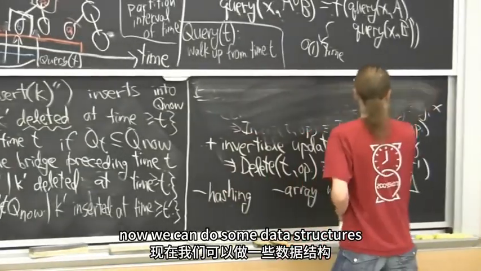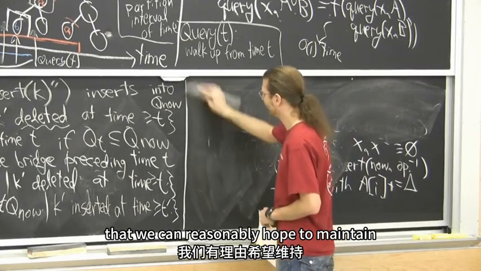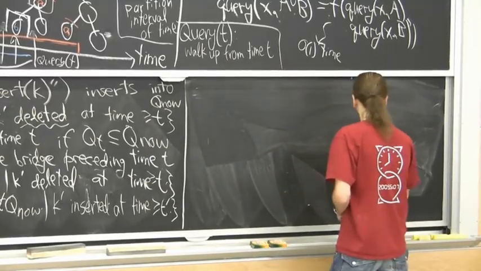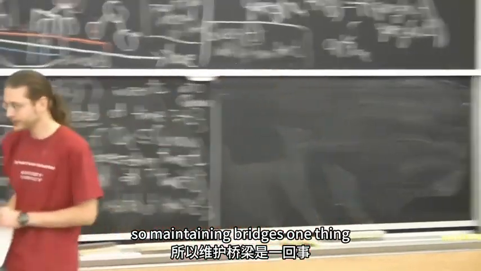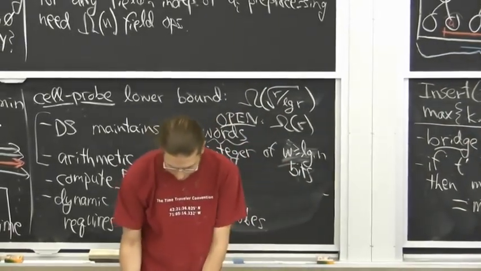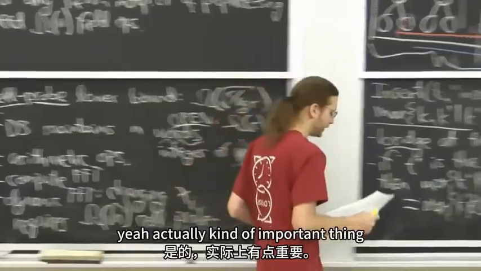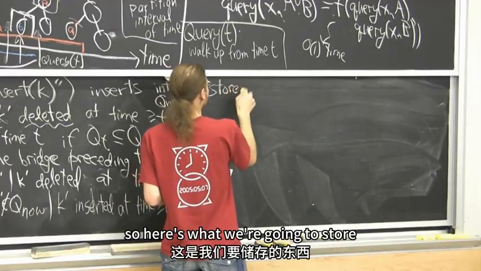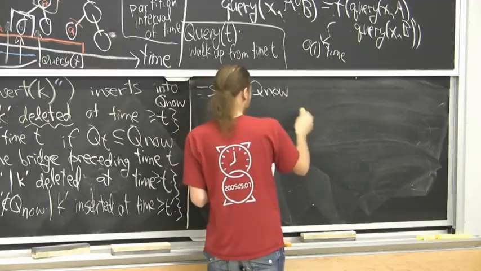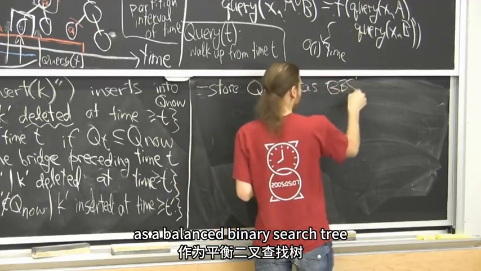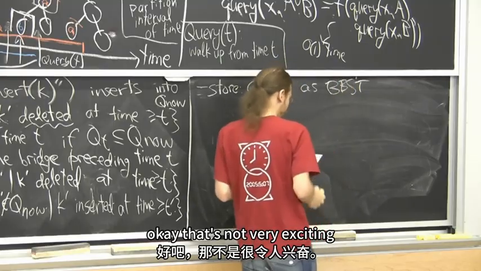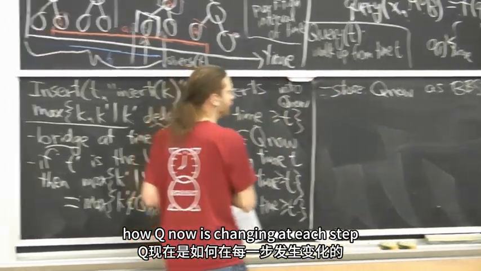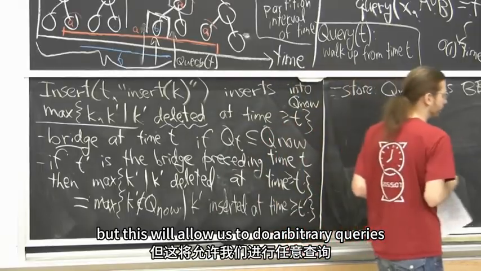Now we can do some data structures, because now we have something that we can reasonably hope to maintain. So maintaining bridges, actually kind of important thing. So here's what we're going to store. We're going to store the current queue as a balanced binary search tree. Okay, that's not very exciting. The hard part is to figure out how Q is changing at each step. But this will allow us to do arbitrary queries on the final result.